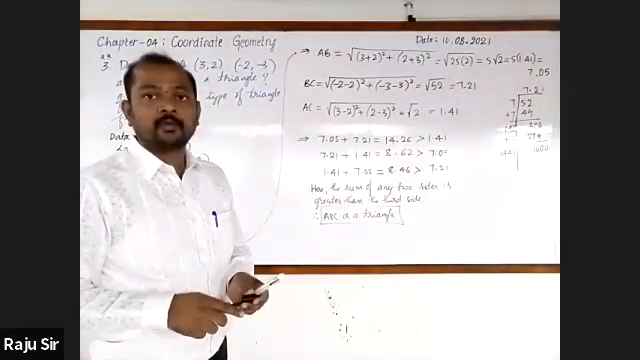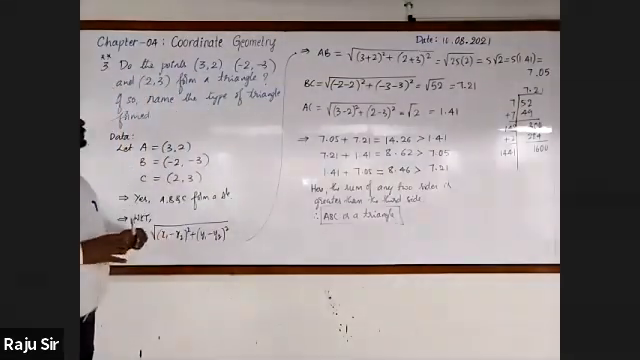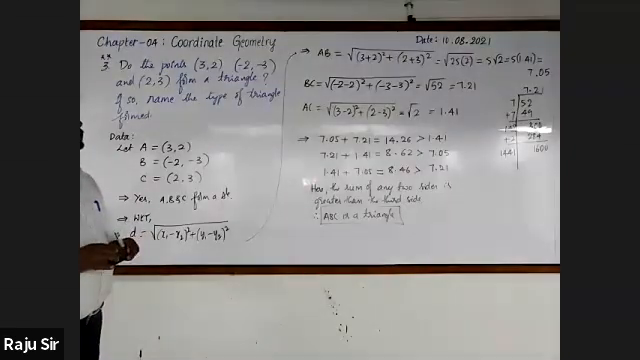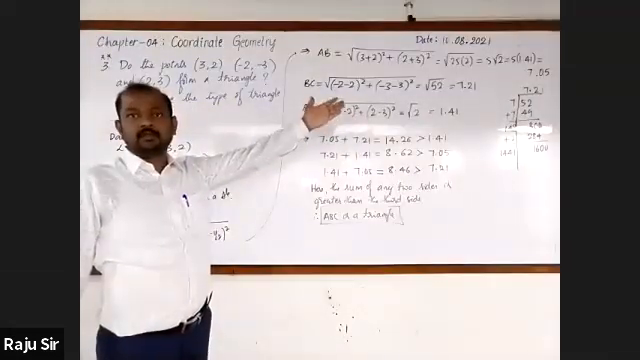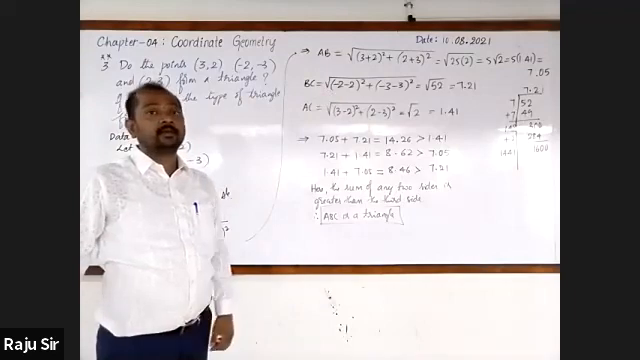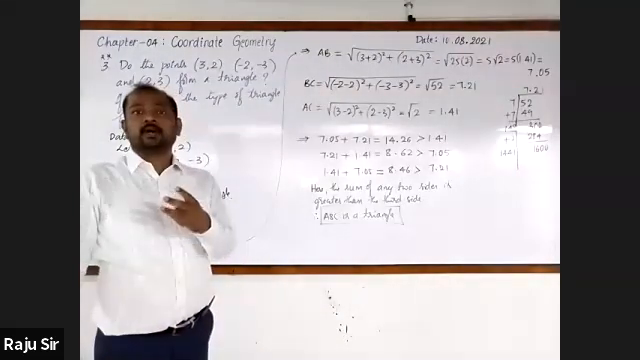Then they said to name the triangle. Yes, sir, we'll go for scalene triangle. Name the type of triangle: just by observing all three sides, you can tell that it is a scalene triangle. At the same time, we have other possibilities.